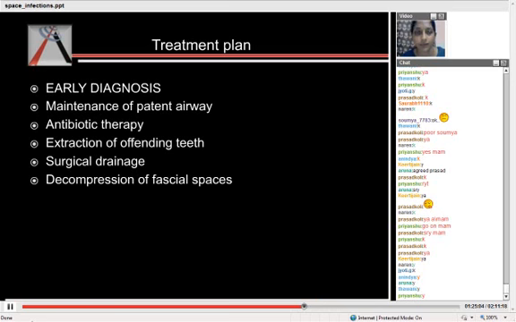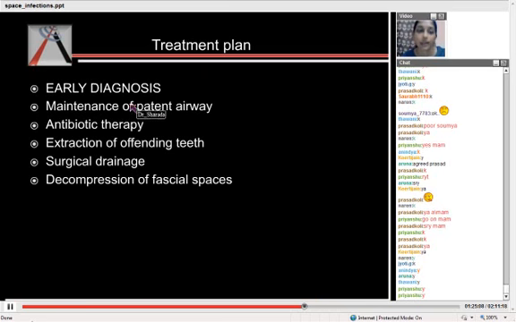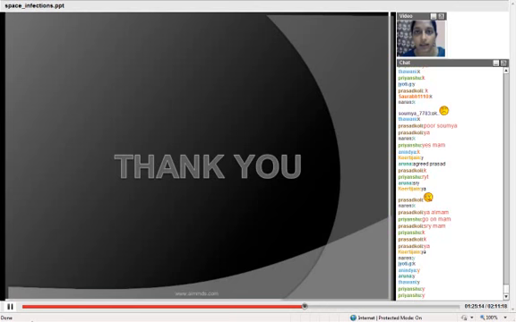So the treatment plan: early diagnosis, maintain a patent airway, surgical drainage, etc. This is done. Now before we go, one question about Ludwig's angina. What is the preferred surgical treatment? Is it cricothyroidotomy or is it nasoendotracheal intubation?